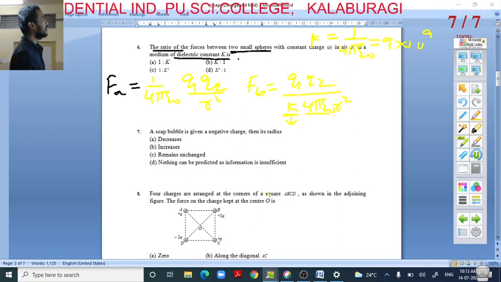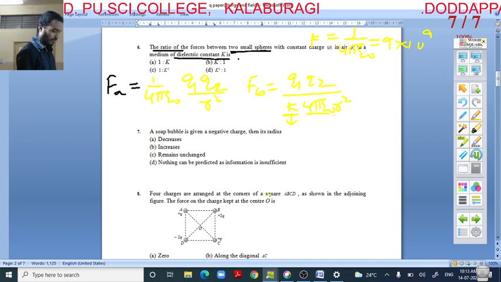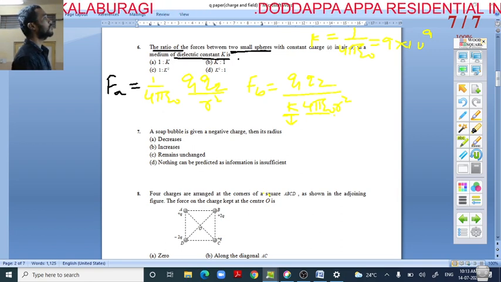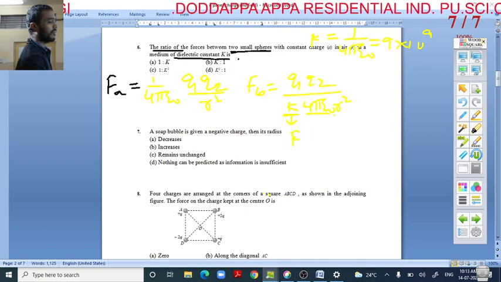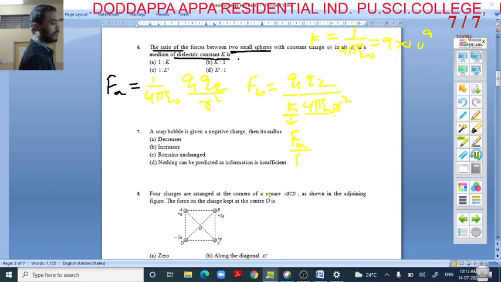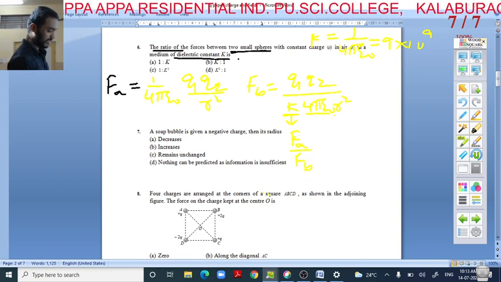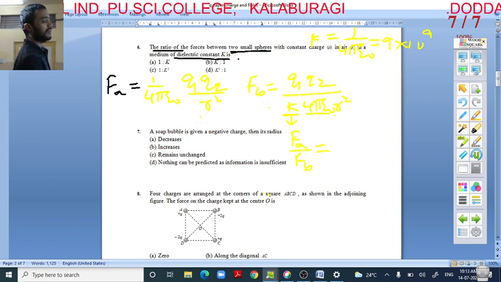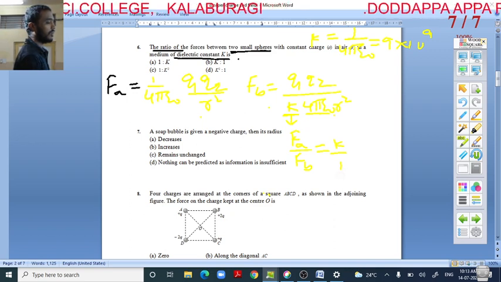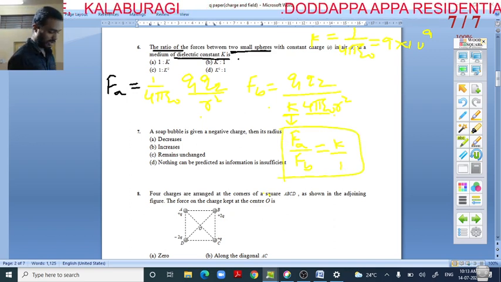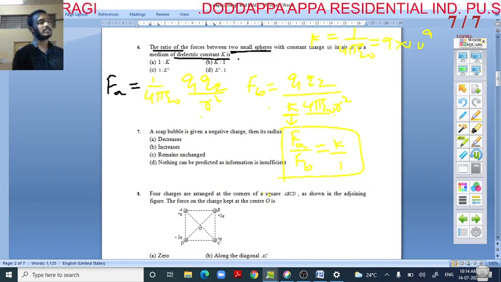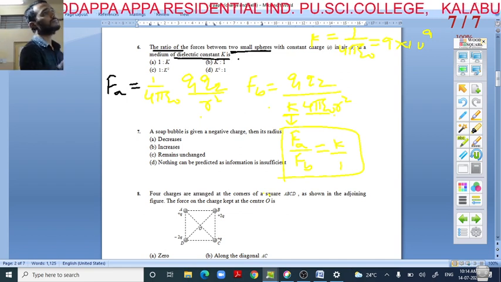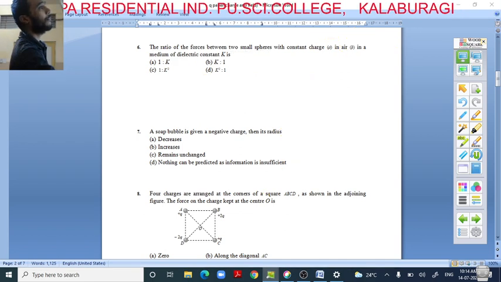Now it is the time to do the ratio. Okay, we will go for the ratio. What was it saying? Ratio of the two small spheres. So the ratio of force A to the force for the medium, you just divide it and you will get k divided by 1. This is the method, right? Okay, we'll go for the next one.